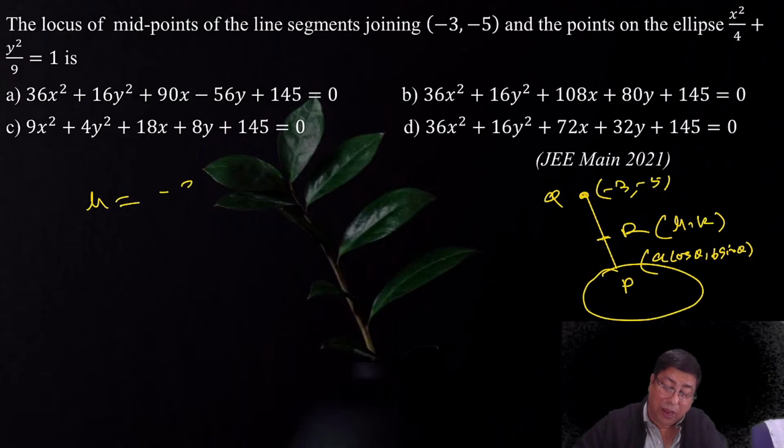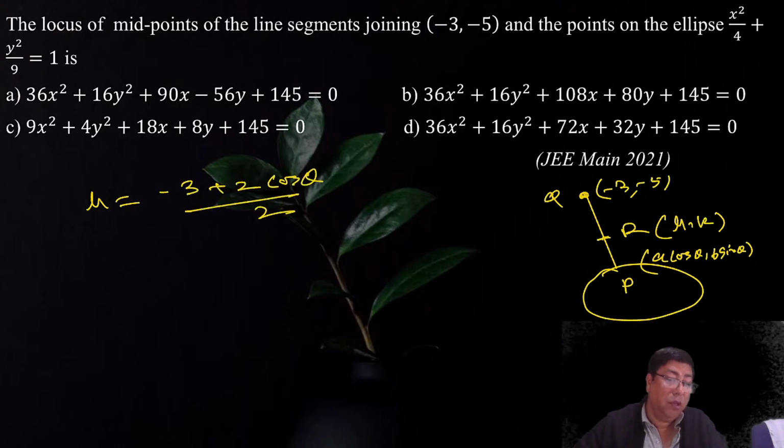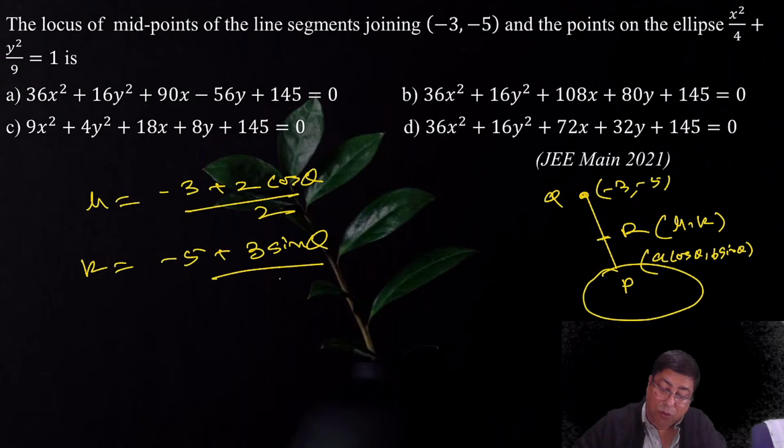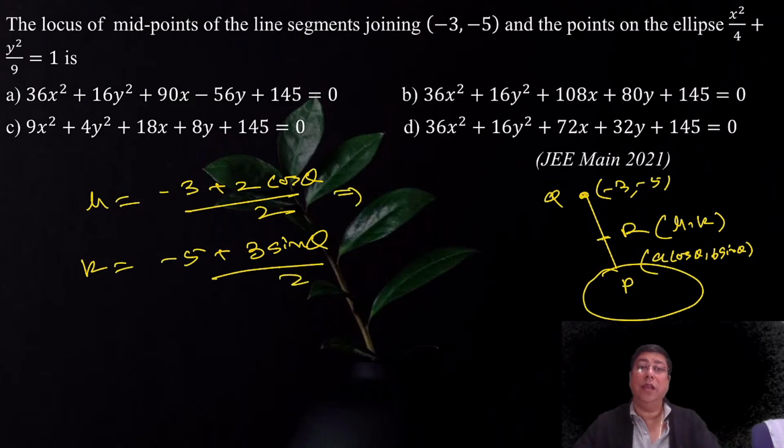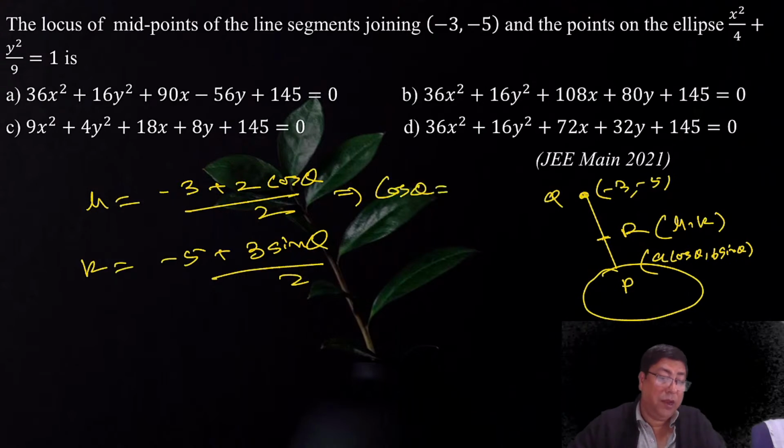So we can write h equal to (-3 + 2 cos theta) by 2, and k equal to, it's the middle point, (-5 + 3 sin theta) by 2. So let us extract sin theta and cos theta. Let us square and add, using sin square plus cos square equal to 1. Then we'll get the result. That is the target. So not very hard.